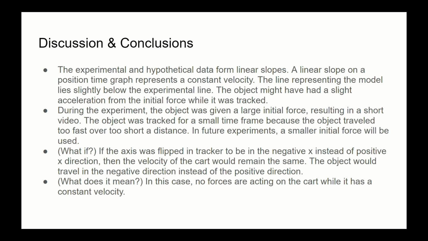The object was tracked for a small time frame because the object traveled too fast over too short a distance. In future experiments, a smaller initial force will be used. If the x-axis was flipped in Tracker to be in the negative x direction instead of positive, then the velocity of the cart would remain the same, while the object would travel in the negative direction instead of positive. In this case, no forces are acting on the cart while it has a constant velocity.